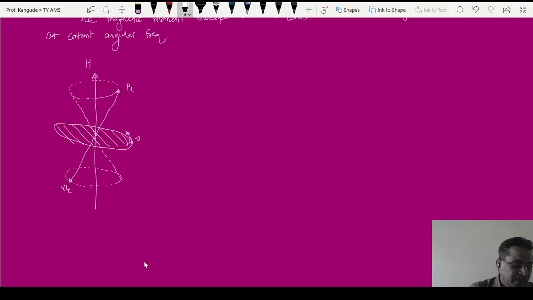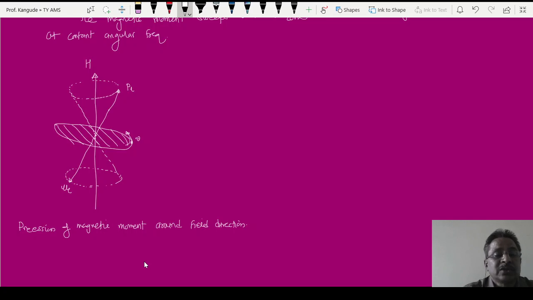You can give it a name: precession of magnetic moment around the field direction. Remember, as I said earlier, this is a concept from electromagnetics or electrodynamics. So this is called precession.